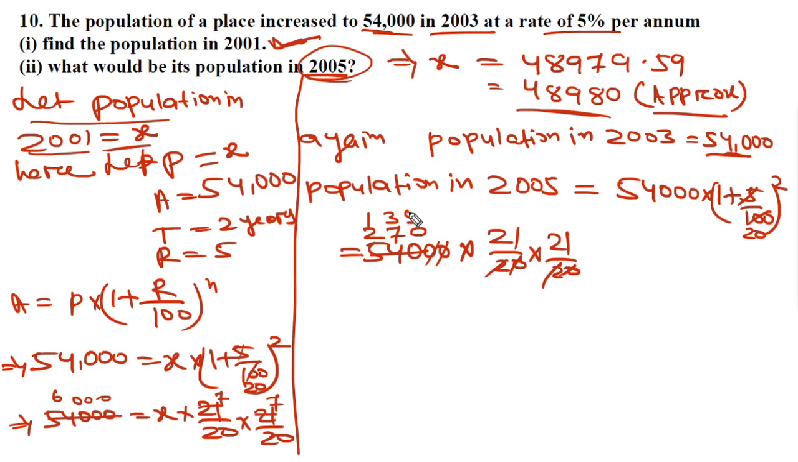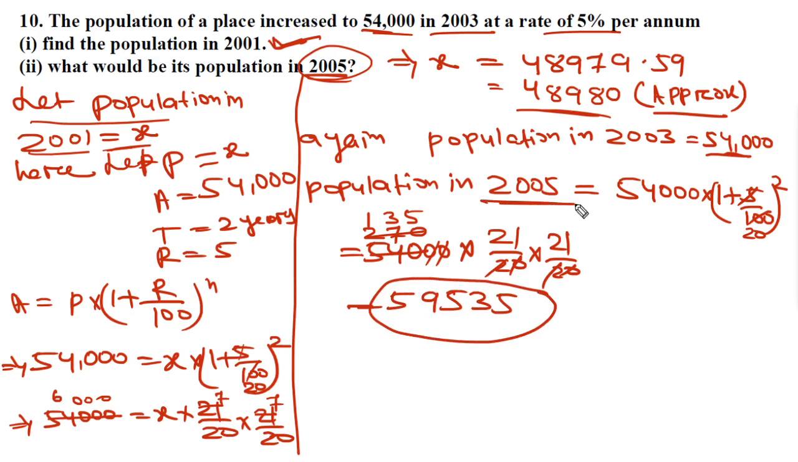And then here 5. So you have to multiply this, then it will be equal to 59535. So this will be the population in 2005. We have already found the population of that is X. Population of 2001 was 48,980. So in this way we can find the result. You can also, without using the formula, directly find the population by the unitary method also.